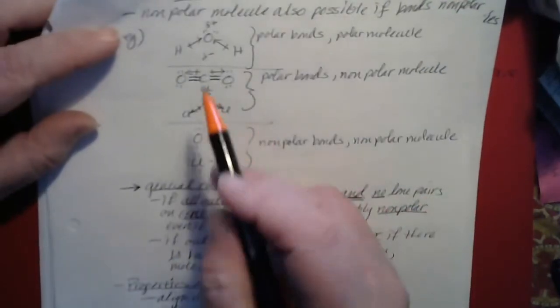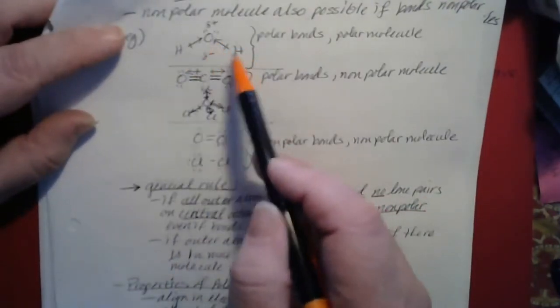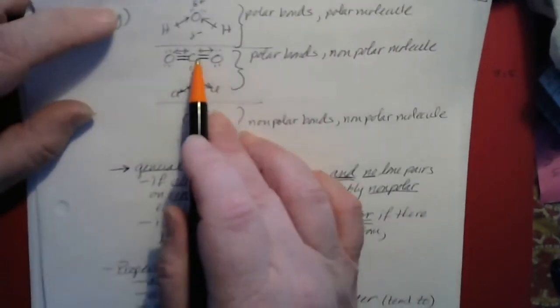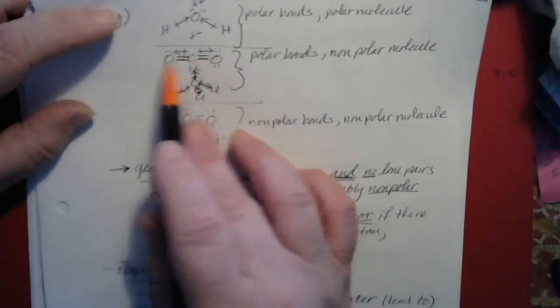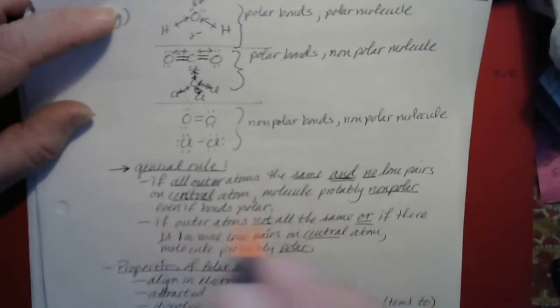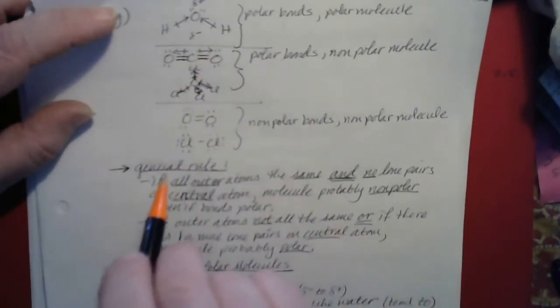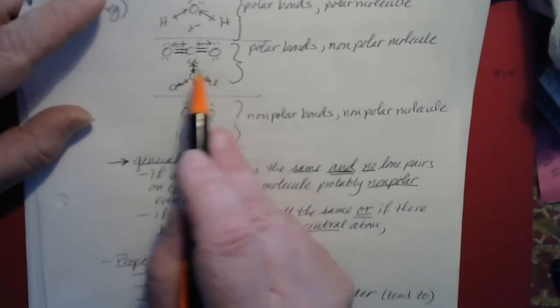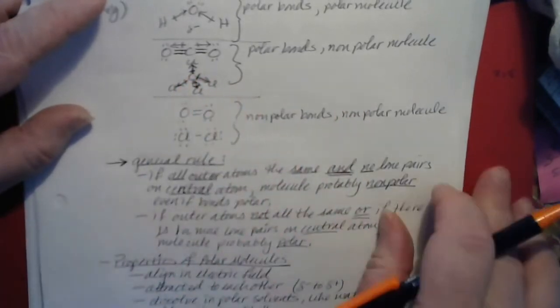And we can look at the examples we did above. On the H2O molecule, the outer atoms are the same as each other, but there are two lone pairs on the central atom. So this molecule ends up being polar. On the carbon dioxide, both outer atoms are the same, and there are no lone pairs on the central atom. So according to our rule of thumb here, that molecule is probably nonpolar, and it is. Same with CCl4. All of the outer atoms are the same, and there are no lone pairs on the central atom. And sure enough, it's nonpolar.